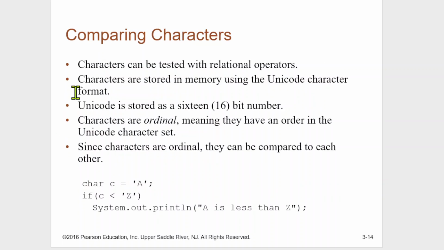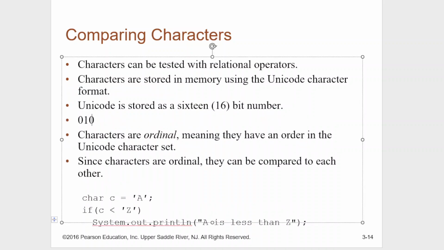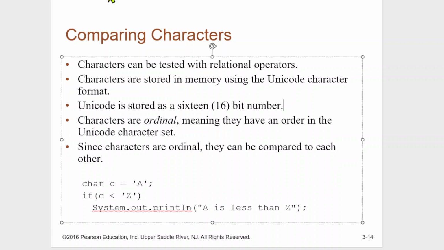Comparing characters. Characters can be tested using relational operators. Characters are stored in memory using the Unicode character format. The Unicode is stored as a 16-bit number. If you remember, we had it in binary, so it looked like this. Characters are ordinal, meaning they have an order in the Unicode set, and it's all based on the ASCII set. Since characters are ordinal, they can be compared to each other.